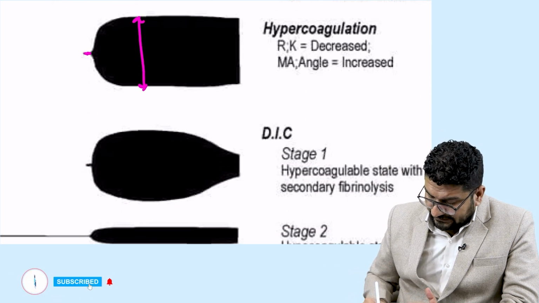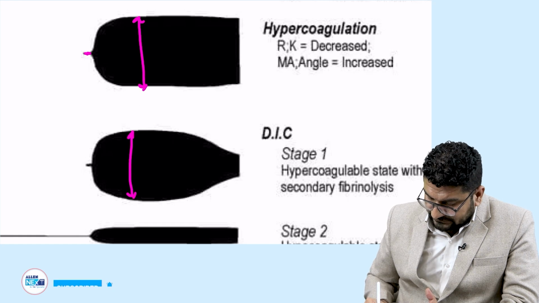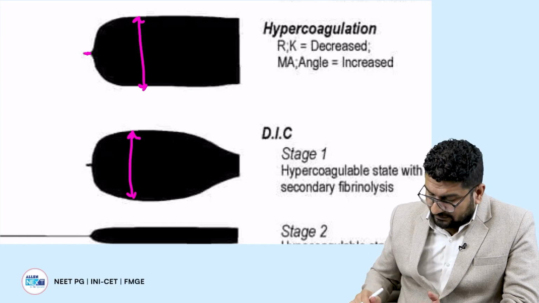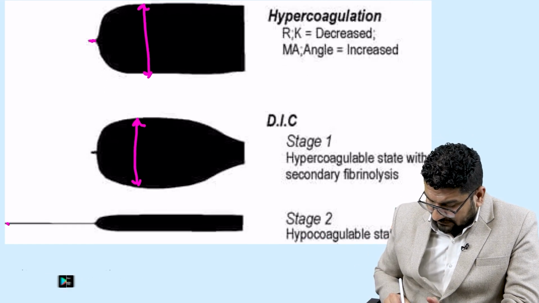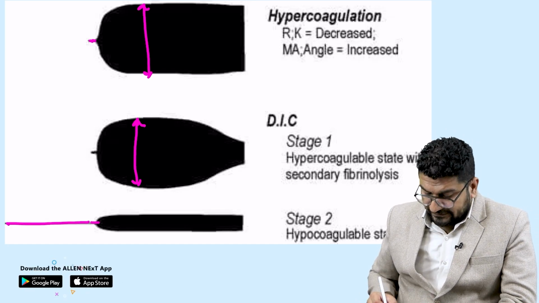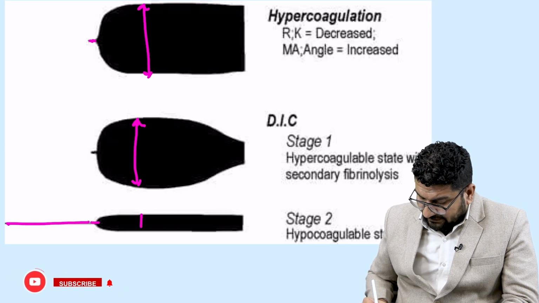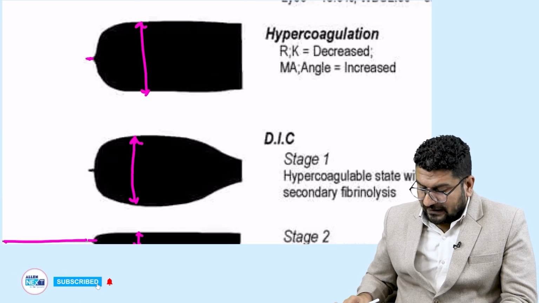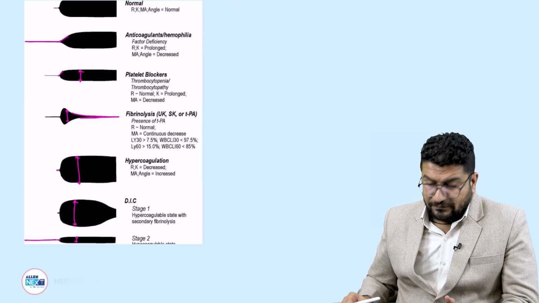Similar to this what we see in DIC stage 1 hypercoagulable. Then you can notice DIC stage 2 में क्या हो गया, R. You can notice अब क्या आ रहा है, R is prolonged, it means this is hypocoagulable state, and MA is reduced. So these are the graphs that they ask in exam based on thromboelastogram.